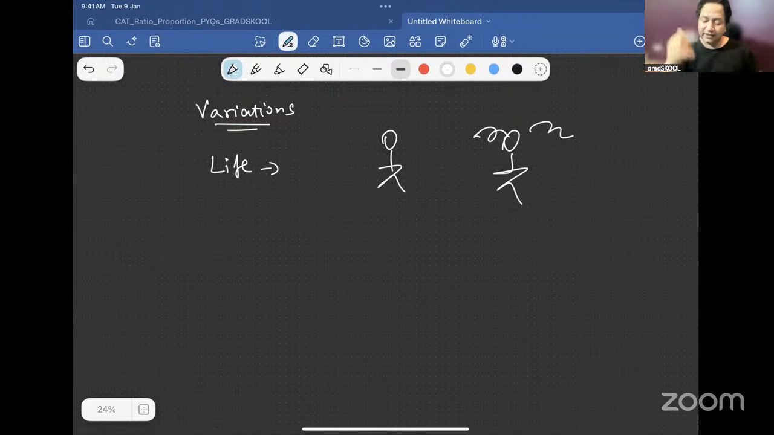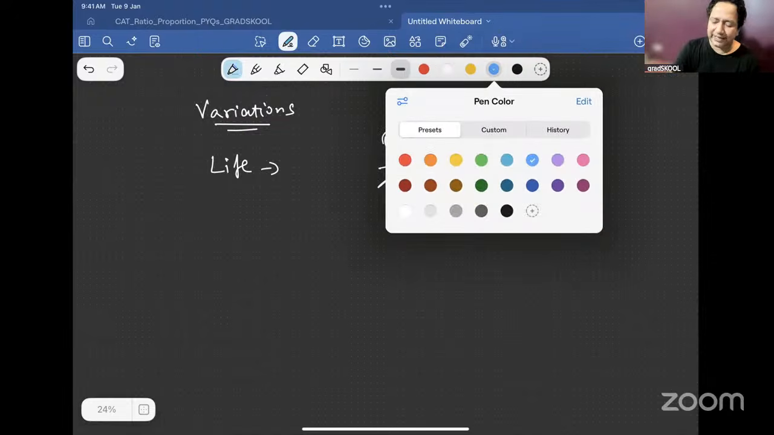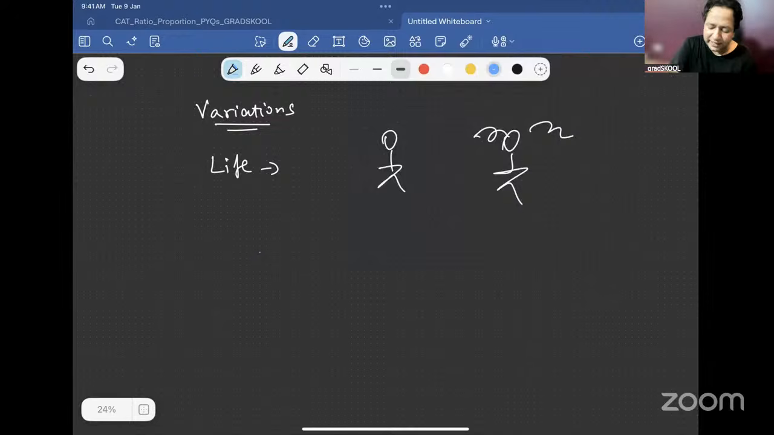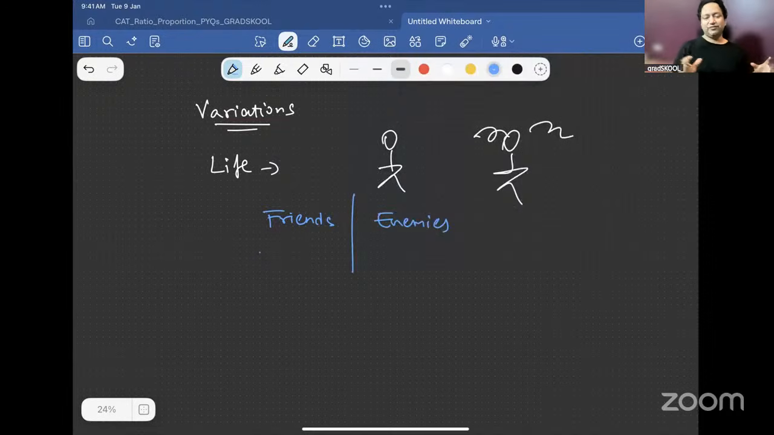Just a friend. But let us try to make it binary so that people are either friends or enemies. Friends and enemies. So your sister can be your friend, your sister can be your enemy, right? So I'm just classifying every relation into friends and enemies. So can you say that friends are those people who become happy when someone becomes happy?